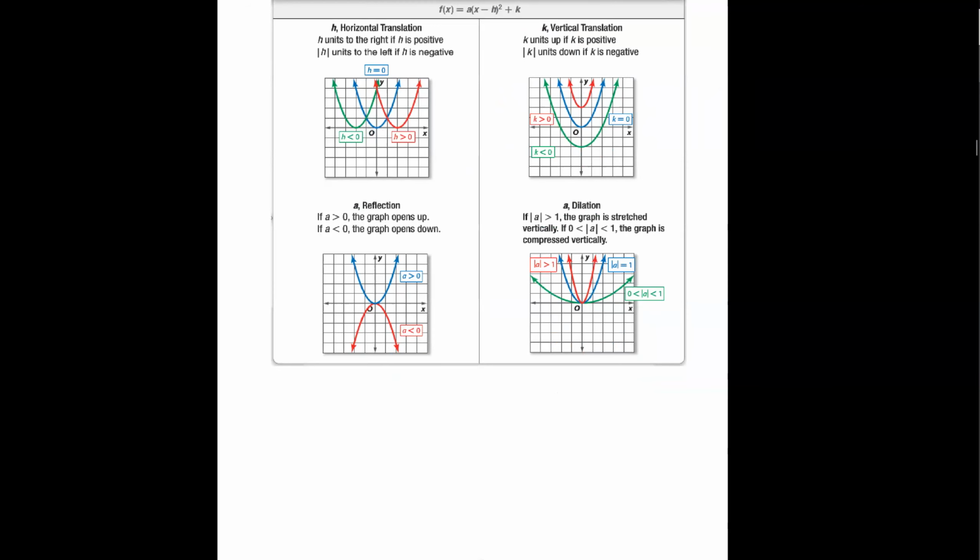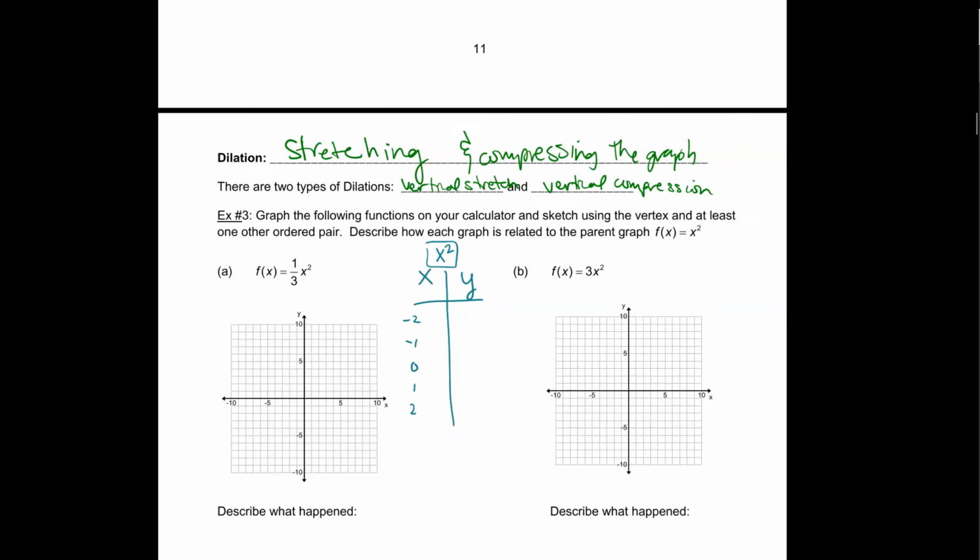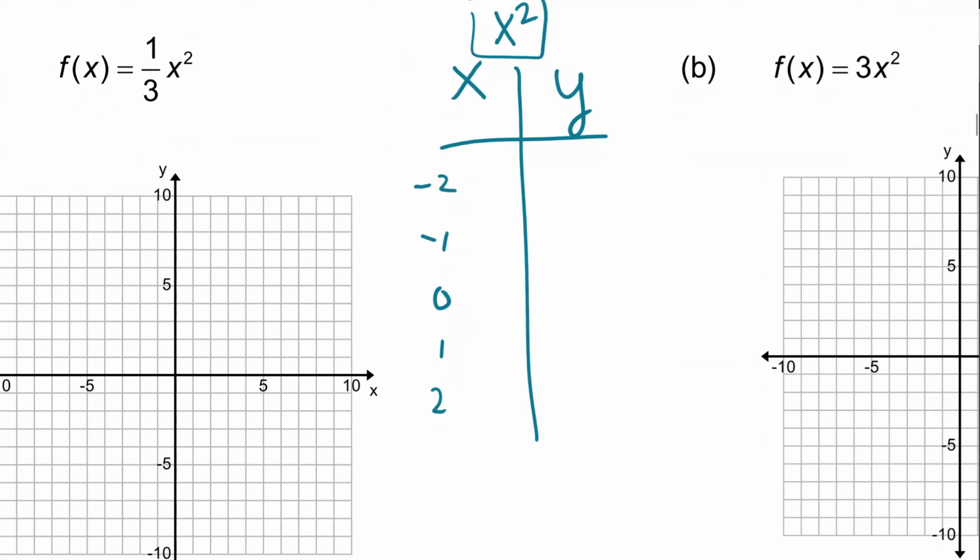What would the y value be for negative 2? What's negative 2 squared? 4. What's negative 1 squared? 1. 0 squared? 0. 1 squared? 1. 2 squared? 4. Awesome. So these are the points we're going to use.